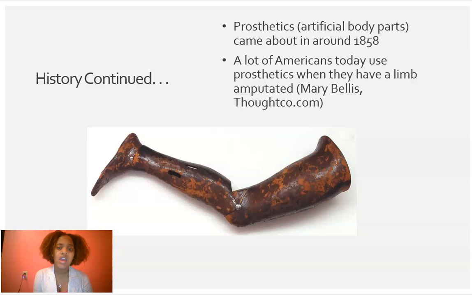History continued. Prosthetics, an artificial body part, came about in around 1858. A lot of Americans today use prosthetics when they have a limb amputated.